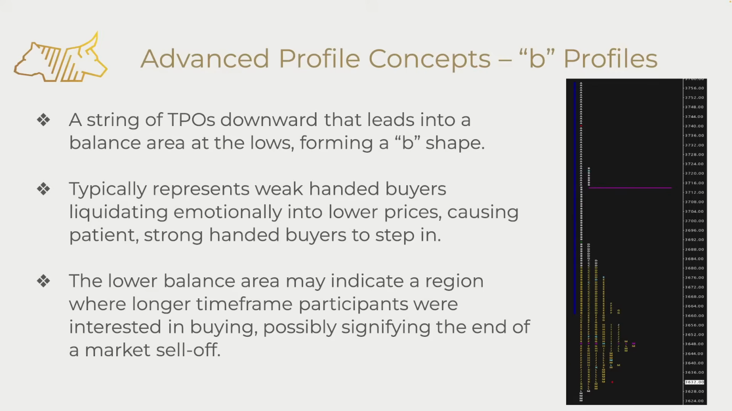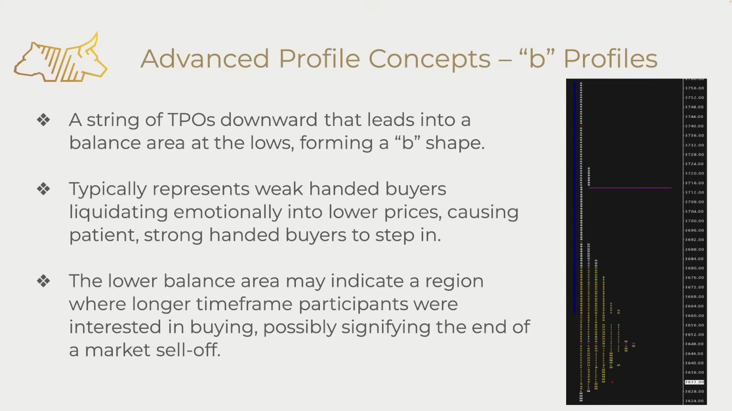So what does a B profile mean? Why is it important? Well, a B profile typically represents weak-handed buyers liquidating emotionally into lower prices. For example, if a previous reference area was broken, they might get scared out of their positions, get very concerned, and start selling, and that leads to sort of a cascade of liquidations. However, this cascade of liquidations a lot of times leads to an opportunity for patient, strong-handed buyers to step in and take advantage of these lower prices.